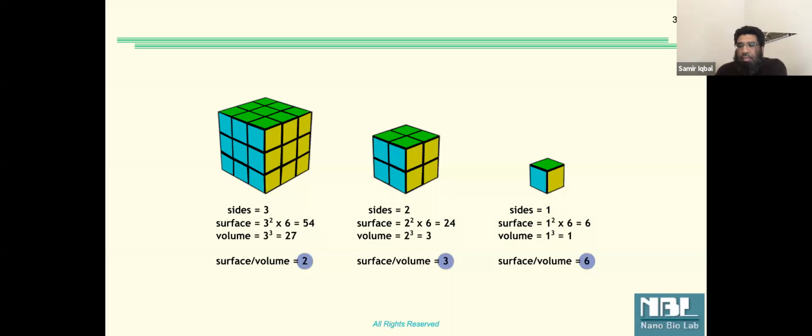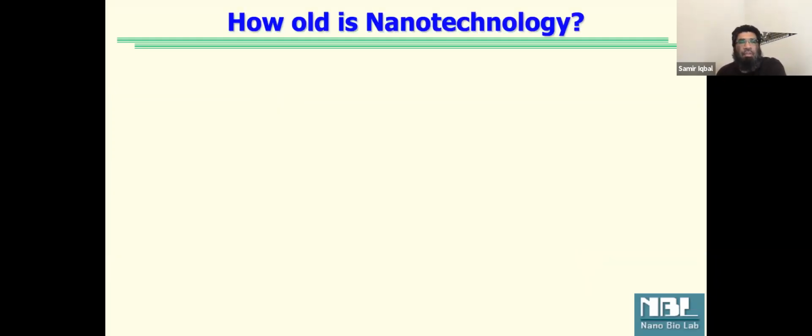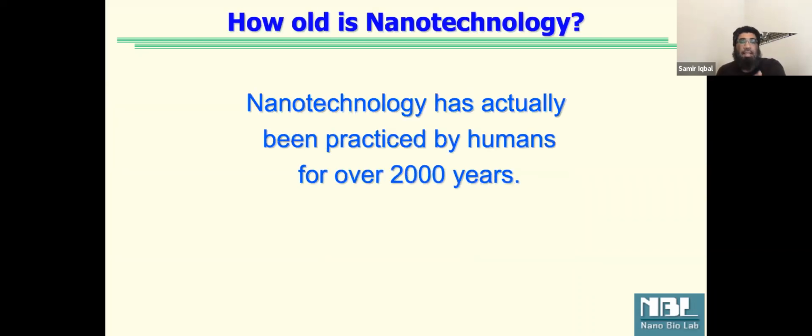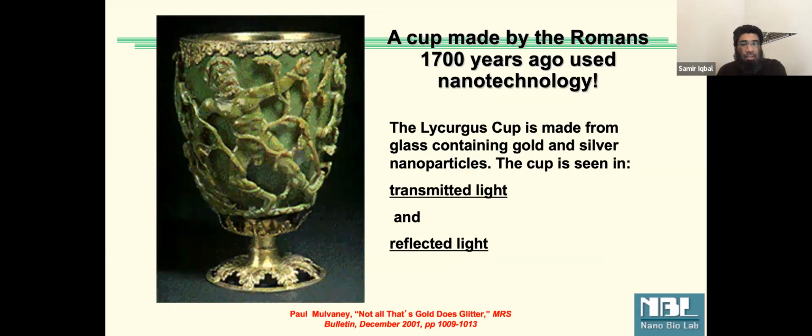Now, these are things which we are doing today, but this is not something new. If you think about it, I have read up on how old nanotechnology is. They have found things as far as 2000 years old. And here's a couple of examples.